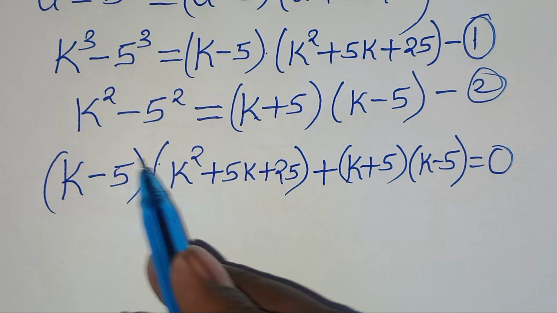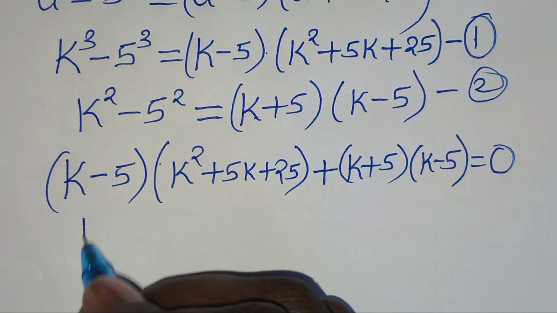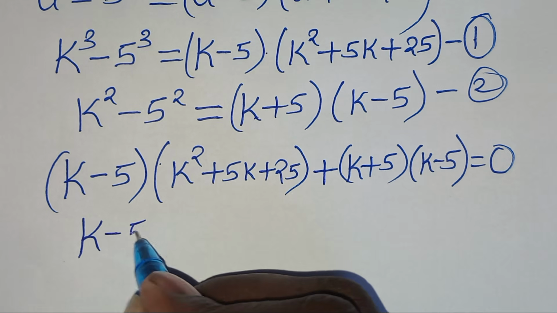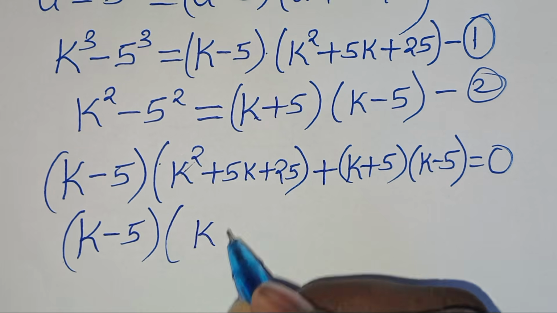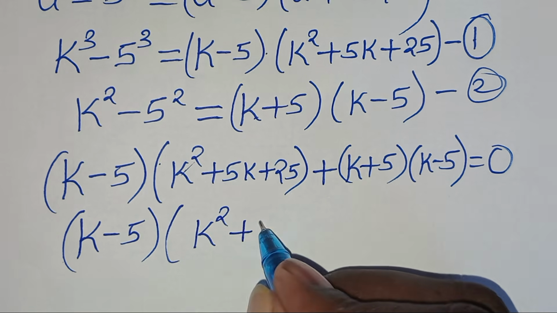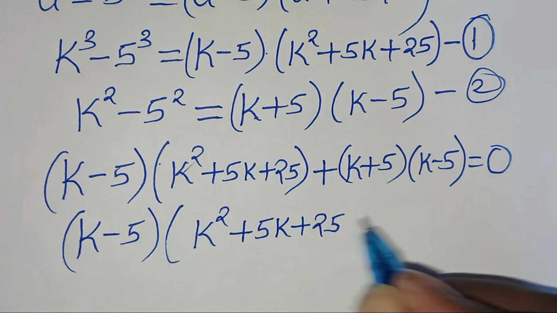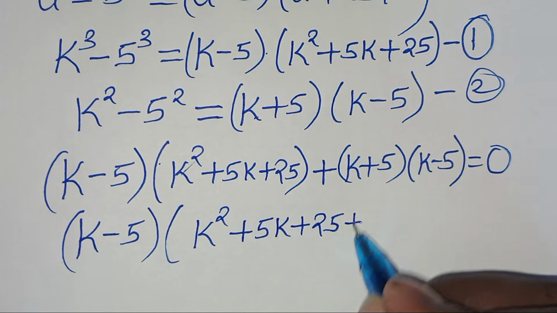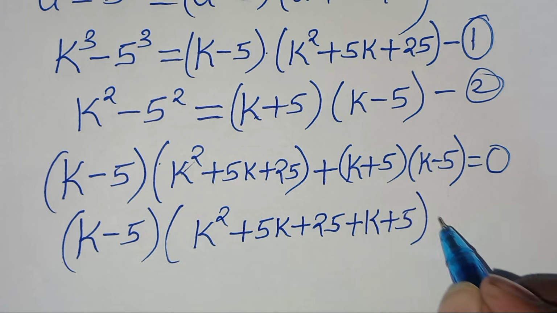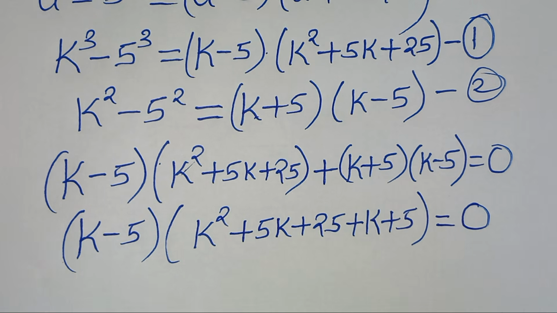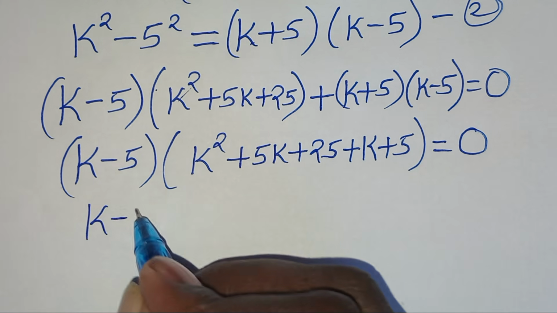So k subtract 5 is common here. So we can factor out k minus 5, so that now here we have k to the power of 2 plus 5k plus 25, then plus k, then plus 5. This is equal to 0. So this is k subtract 5.